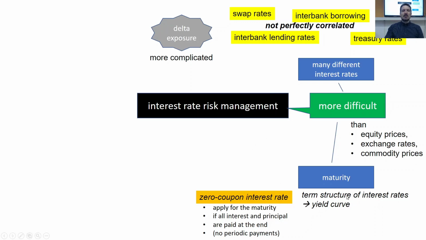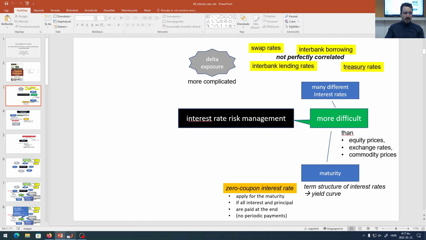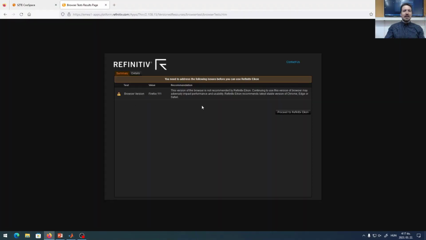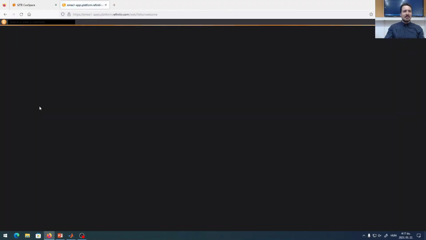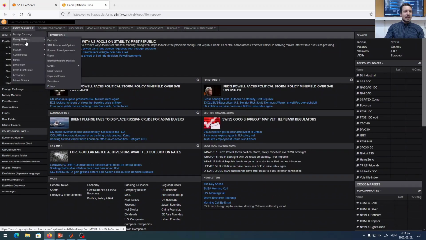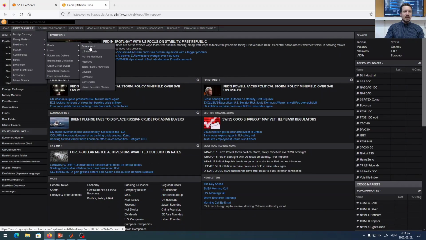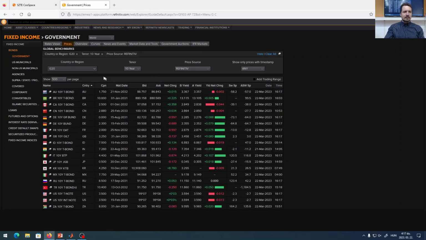Also, the other specialty of interest rate risk management is obviously maturity. So for each maturity, if we are checking each sub-market, we have its own maturities for each of them. So practically we have a nice, hopefully positively shaped yield curve. But if we are running a reality check, we are proceeding with Refinitiv Eikon, and we are focusing on bond markets, government bond markets.